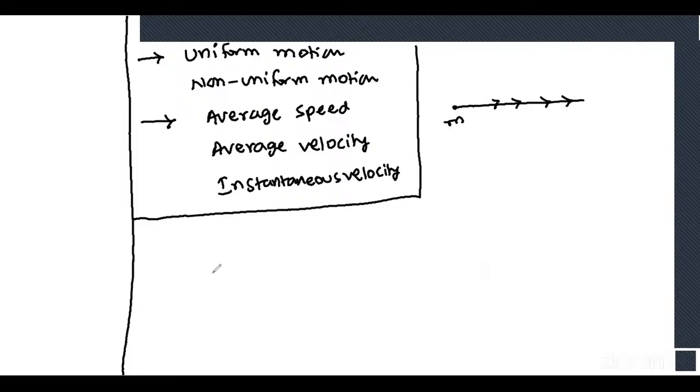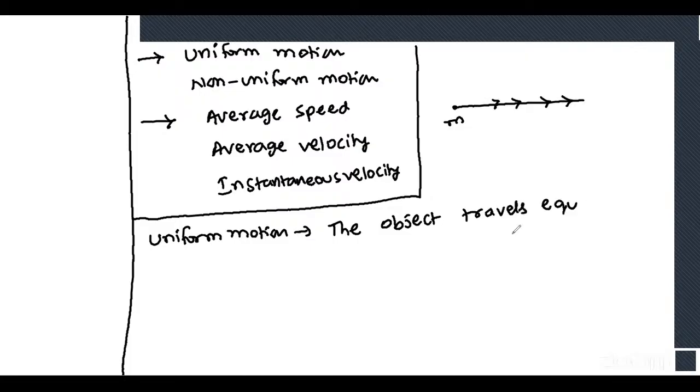Whenever it is moving, we need to explain the motion. Uniform motion means that the object or particle travels equal distances in equal intervals of time.